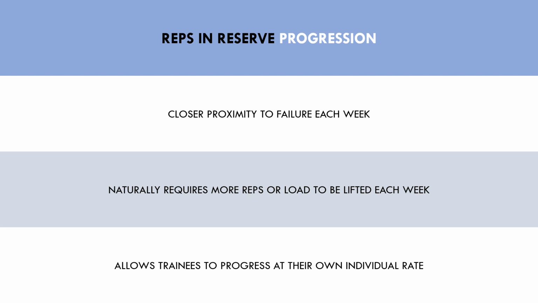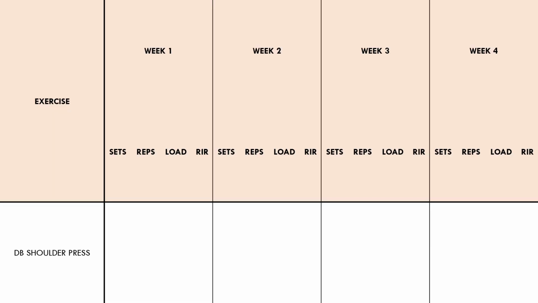For example, the dumbbell shoulder press may be performed for 3 sets each week with a load of 15 kilos. In week 1, each set is performed with 3 reps in reserve. In week 2, each set is performed with 2 reps in reserve, and so on until 0 reps in reserve are performed in week 4. Trainees can then record how many reps they performed with each set and see how they are progressing over time.